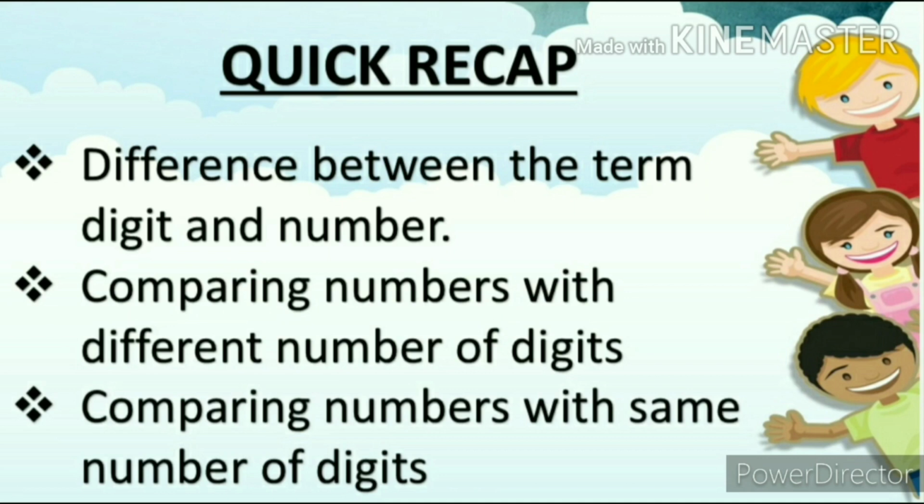Then we studied about comparing numbers with same number of digits. So how do we compare numbers with same number of digits? We check the initial digits from the left and then compare them. If the initial digits are the same, we move on to comparing the second digit from the left and then compare the two digits, which help us decide the greater of the 2 or 3 numbers given to us.